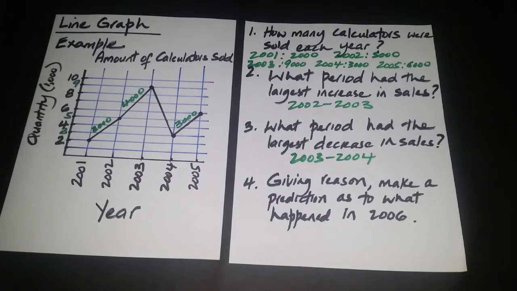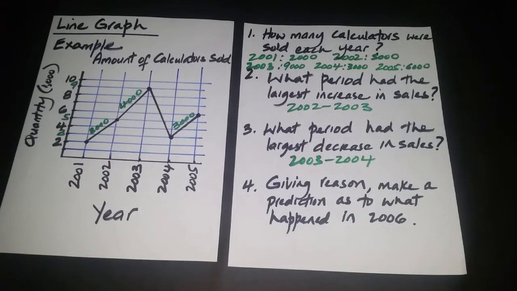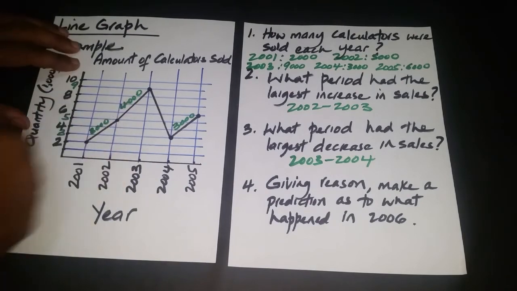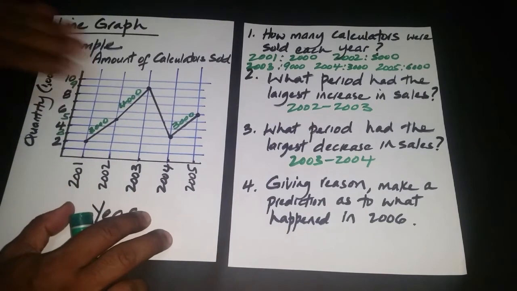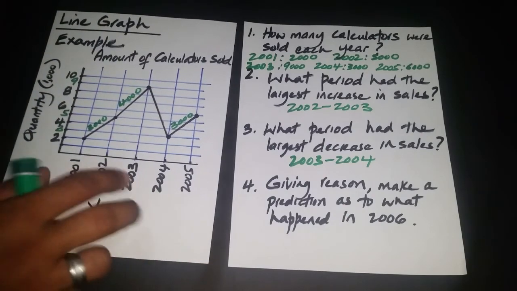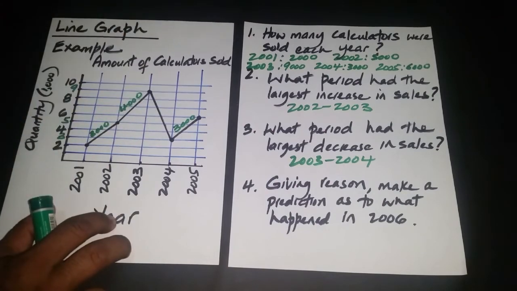Okay, the final question now says, give a reason and make a prediction as to what happened in 2006. Very interesting question. Now, if you look at the graph, it is predominantly showing signs of increase, right? With the one exception of what happened in 2003 to 2004. Maybe there was something that happened that year that affected the sales, maybe a hurricane, maybe something happened with the market at that period of time, but usually there is an indication of increase, which means that this business here is a very positive looking one.